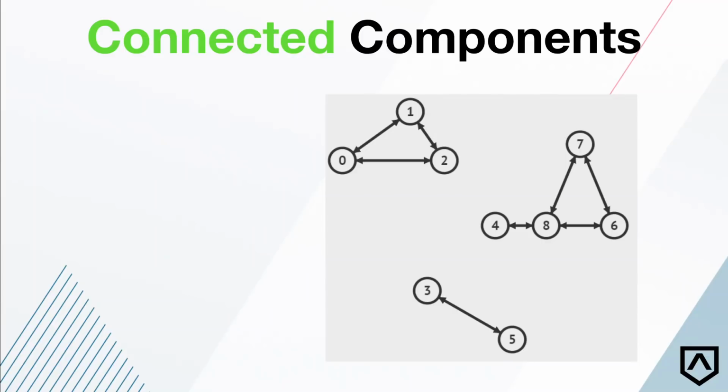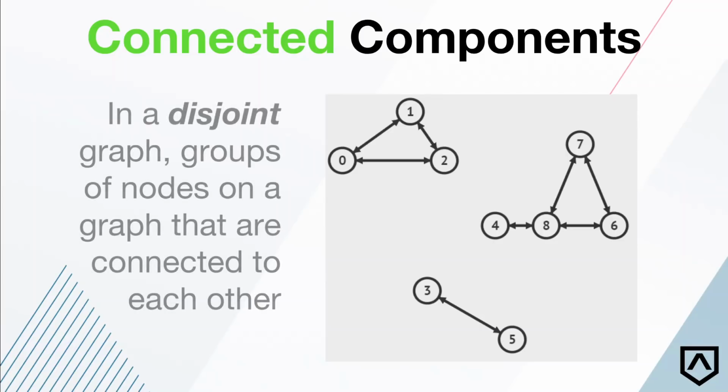So let's start off with what are connected components. Looking at this picture, just thinking about what you know the word connected to mean, you might think, okay, looking at this graph, I think I see three connected components. And if that's what you're thinking, you would be absolutely correct. There are three connected components in this graph.